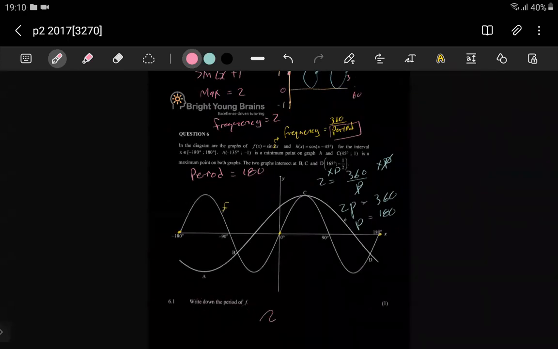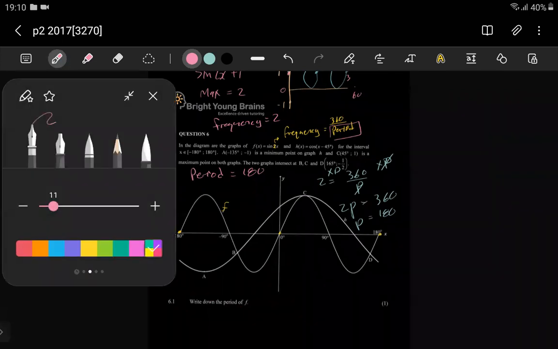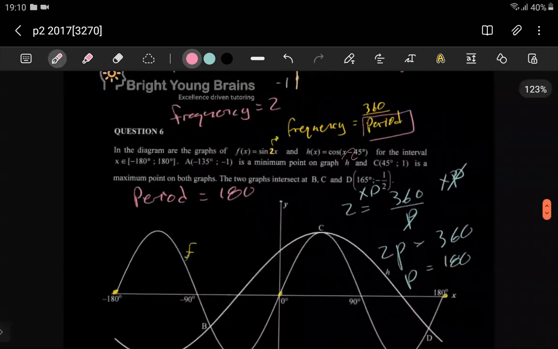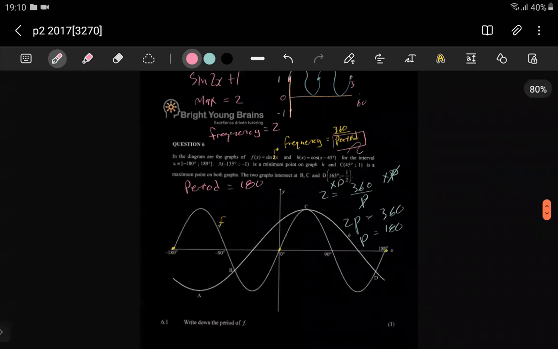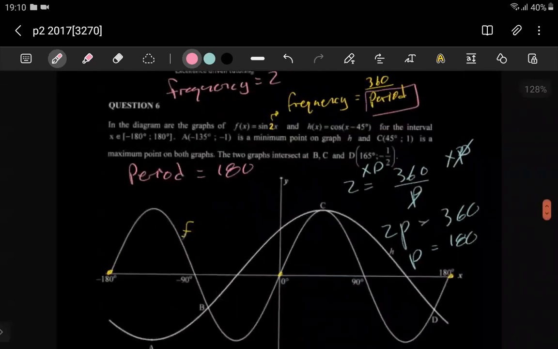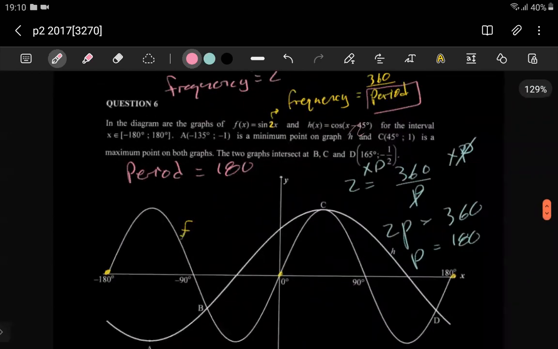Write down the period of f. No, we didn't even finish reading the question. H is the cos graph. This is just saying a standard cos graph was moved 45 degrees to the right. So don't take that for granted.